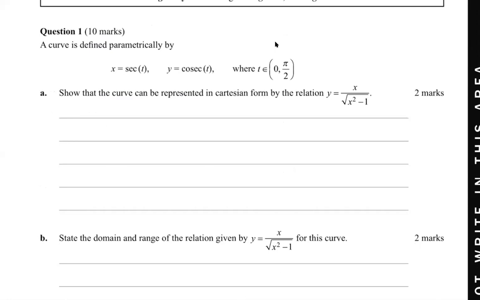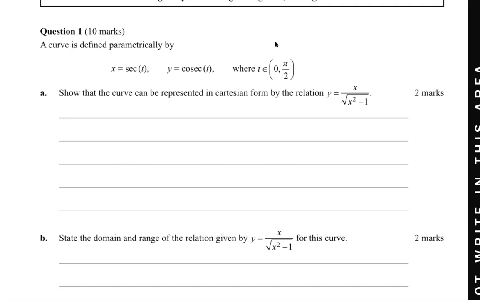A curve is defined parametrically by x equals secant t, y equals cosecant t, where t goes from 0 to pi on 2, both exclusive. Show that the curve can be represented in Cartesian form by the relation y equals x over root x squared minus 1. So it is the safest approach to derive the Cartesian relation from scratch.